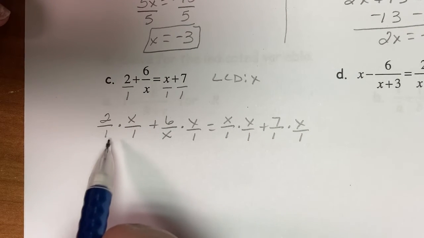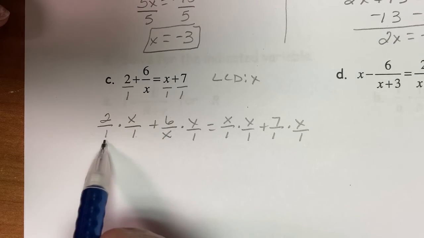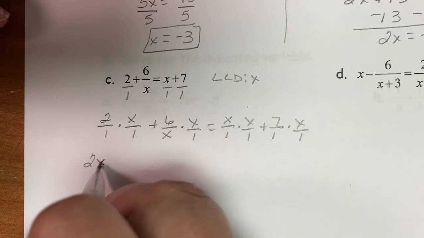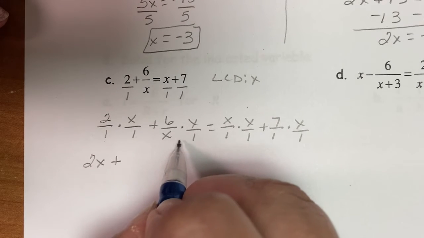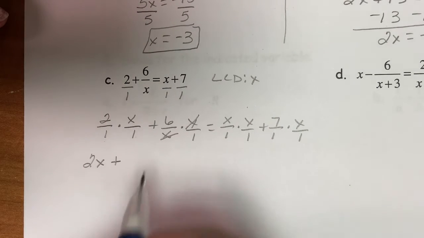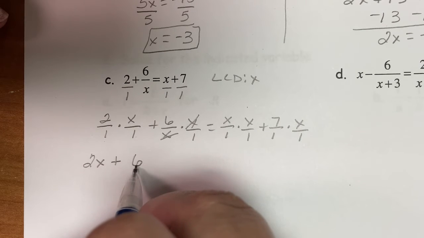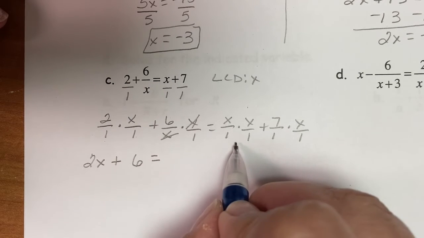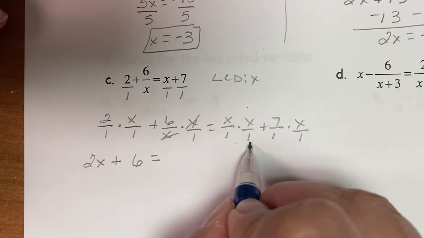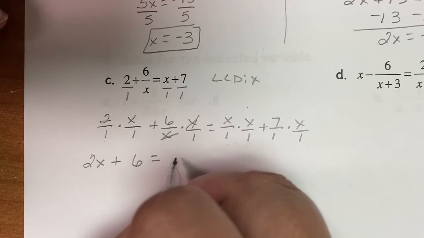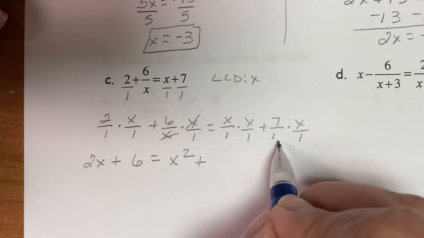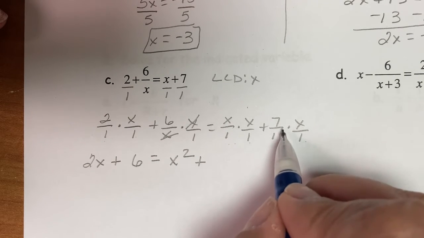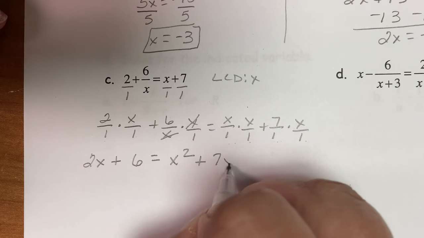So as you can see here, this originally wasn't a fraction, so nothing is going to cancel. We're simply going to be left with 2x in that first term. Plus, here the x's cancel, and we're left with 6 times 1 or 6 is equal to, on the right-hand side, nothing cancels, and we have x times x, which is x squared, plus second term, again, nothing cancels, and we're left with simply 7x.